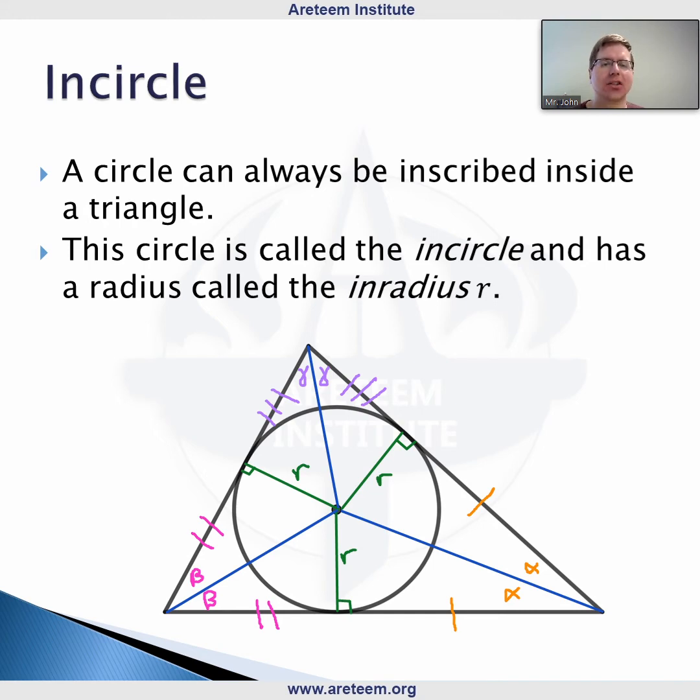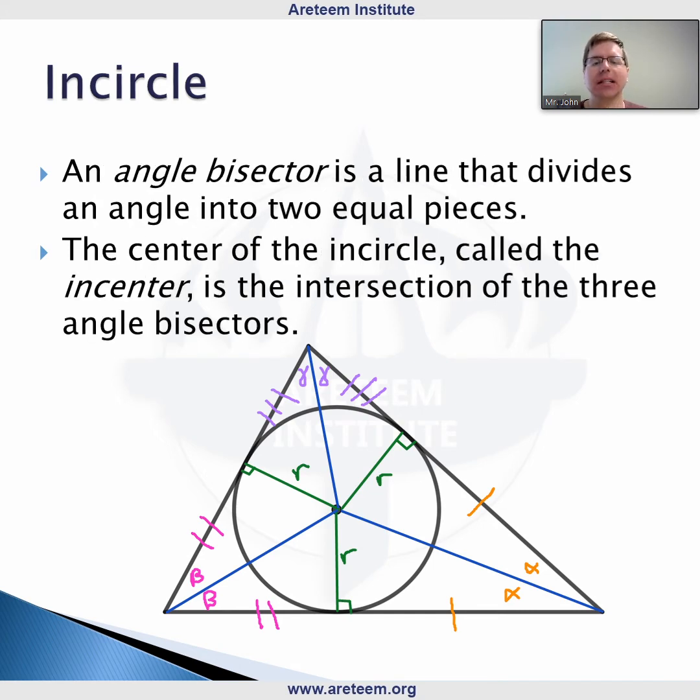So what is this actually telling us? This is actually telling us that we have what are called angle bisectors. So remember, an angle bisector is a line that divides an angle into 2 equal pieces. So the center of this circle, right, if we look at the center of this incircle, it's called the incenter. I know this is a very creative name based on the other ones, but this is the intersection of the 3 angle bisectors of the triangle.